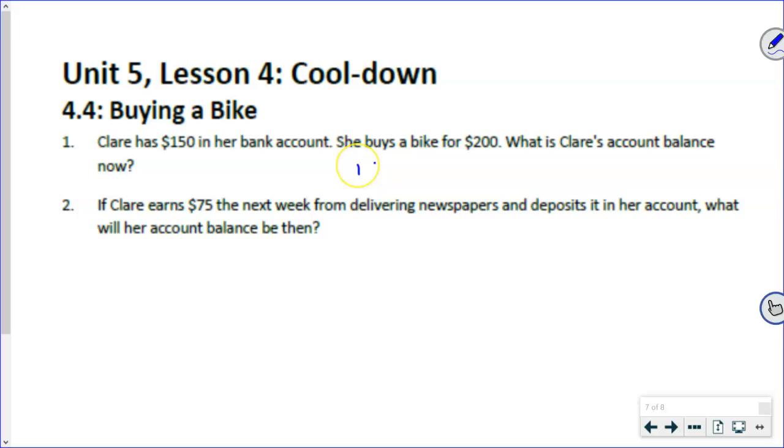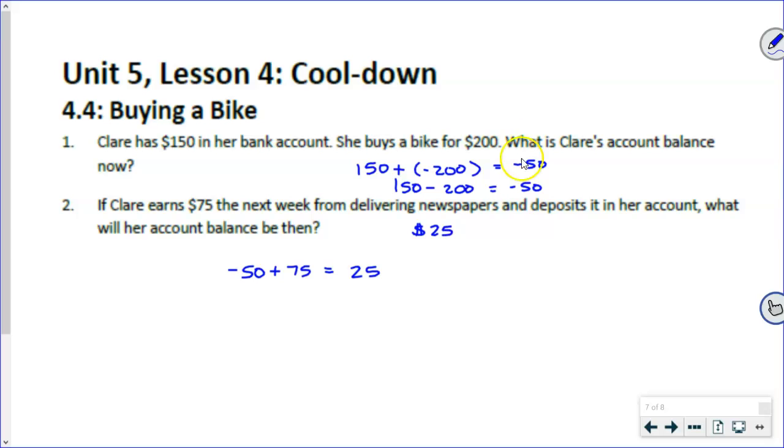All right, just checking our answers here. $150. She's buying a bike, so I'm going to do plus a negative 200. Yes, we also could have represented this as 150 minus 200. Either way, the end result is negative 50. And we're going to take that to the next problem, negative 50. She's earning $75 from her newspaper route, and so now her account balance is $25. Making those abstract answers quantitative by including the units of measure: $25 and owes $50.